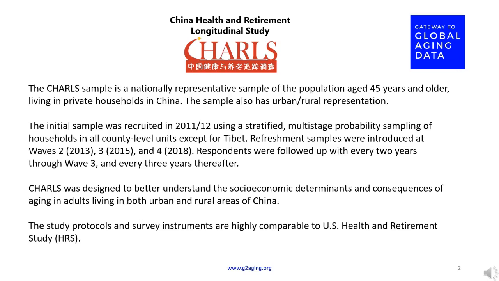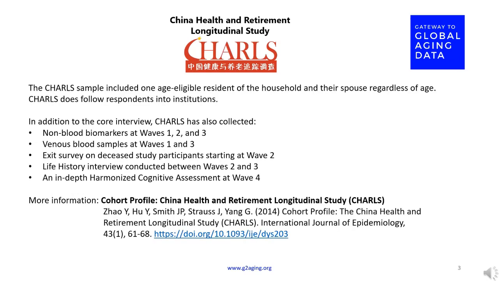Also, the study protocols and survey instruments of CHARLS are highly comparable to the Health and Retirement Study in the United States. The CHARLS sample includes one age-eligible respondent per household along with their spouse regardless of age. For example, if someone who was age-eligible was interviewed, but they had a spouse who was younger than 45, the spouse would also be interviewed. I mentioned in the last slide that CHARLS does not include people who are already living in institutions. However, CHARLS does follow respondents into institutions.